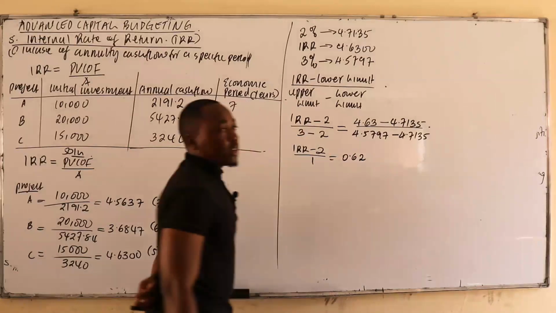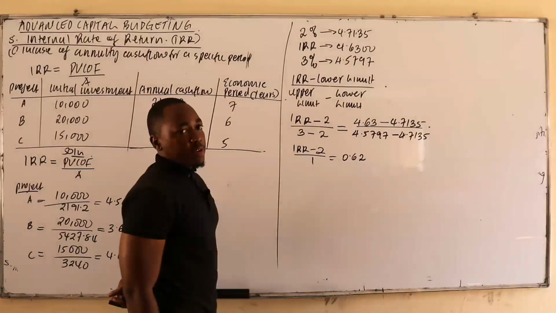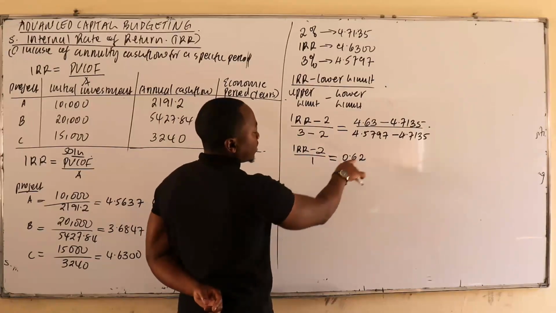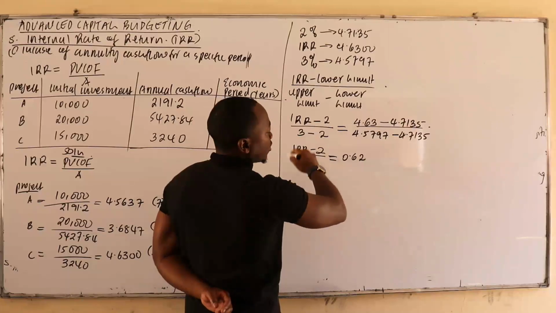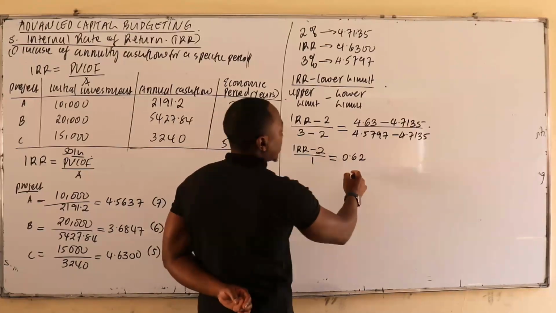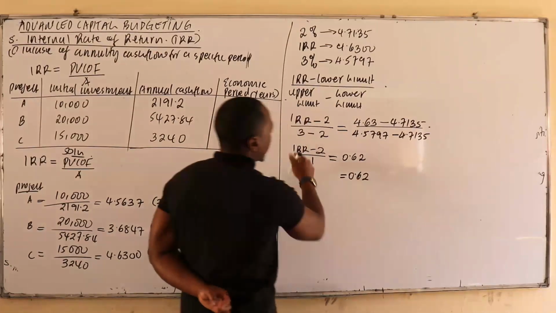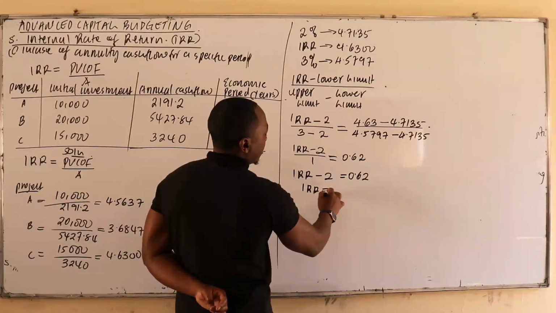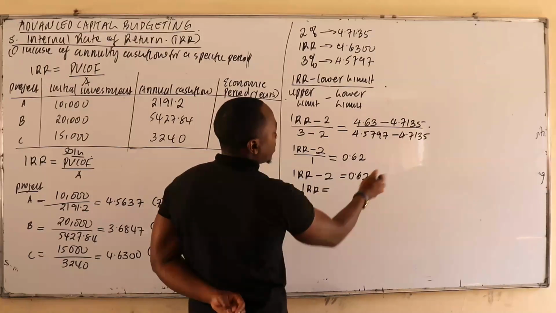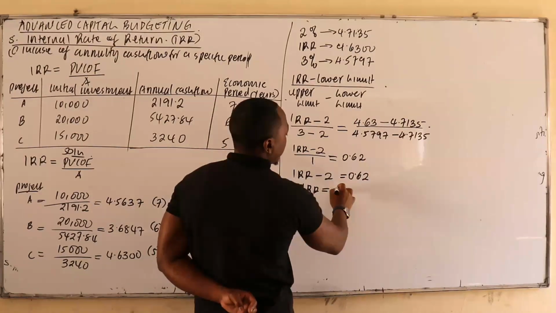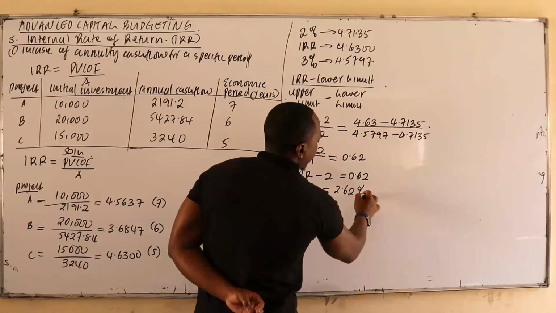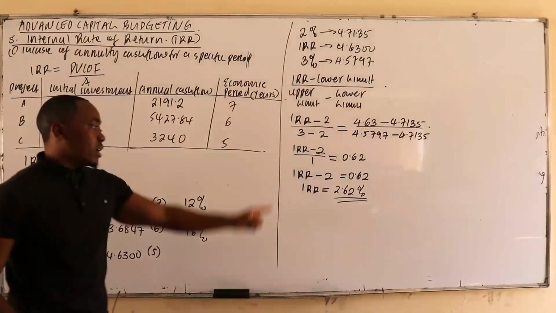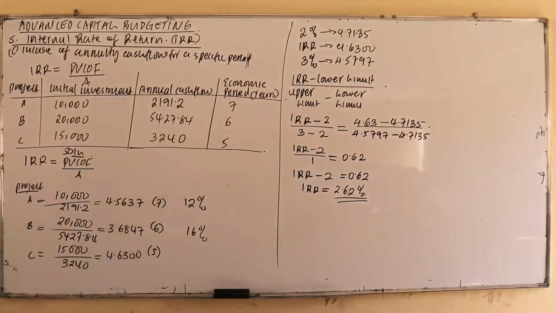That gives 0.62. Now, to get IRR: if IRR minus 2 divided by 1 equals 0.62, you just cross multiply. So 1 times 0.62 gives 0.62, which equals IRR minus 2. To get IRR, you take the 2 to the other side, so it becomes positive. So 2 plus 0.62 gives 2.62%. It's between 2 and 3, so it's 2 point something. The specific rate is 2.62%. You can copy now.